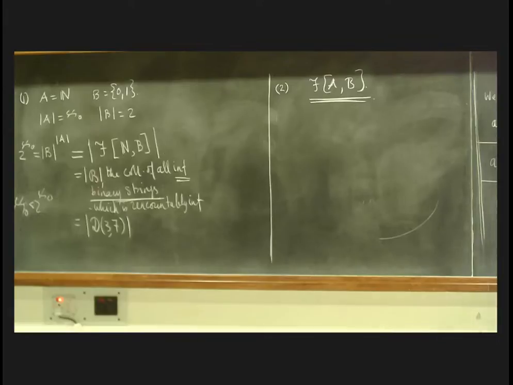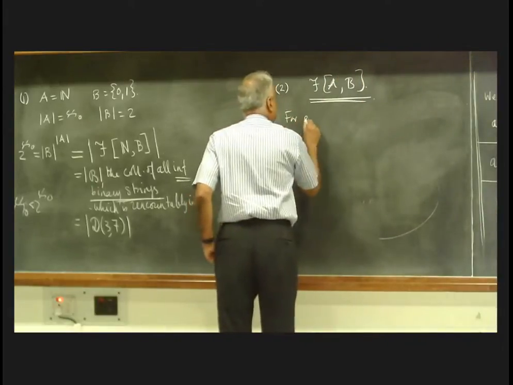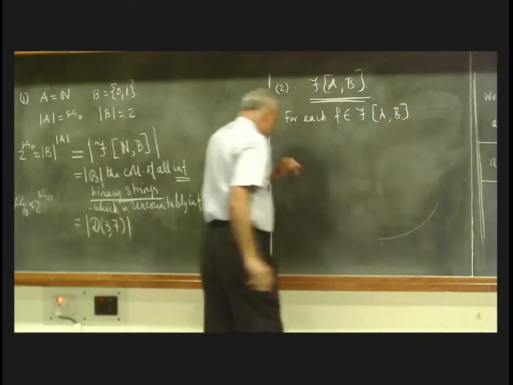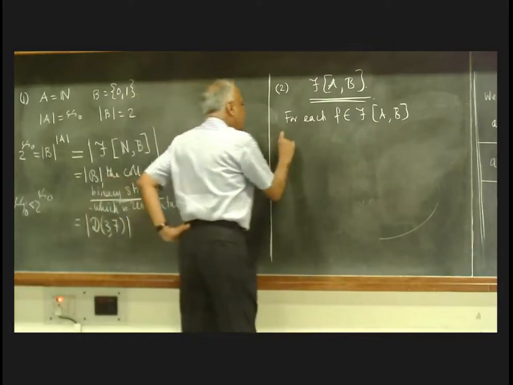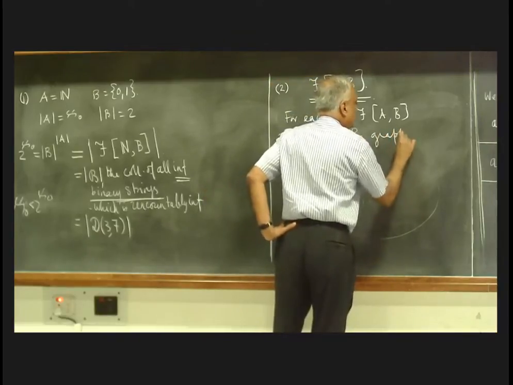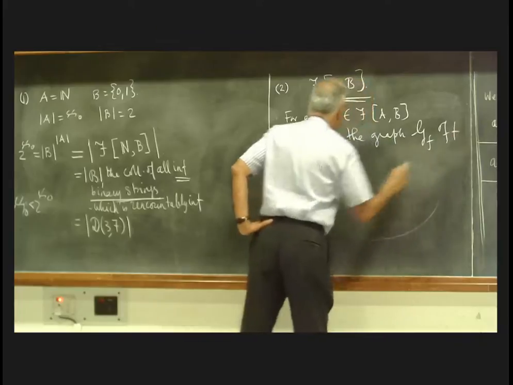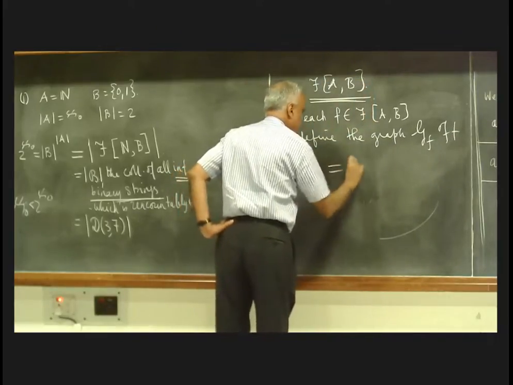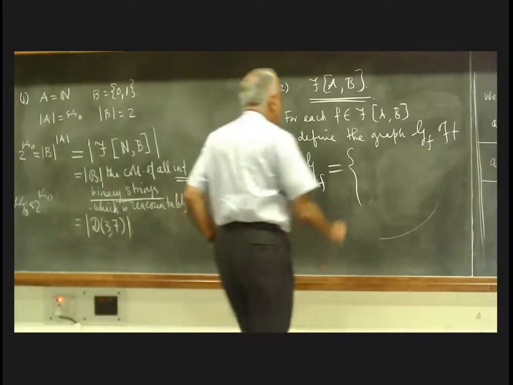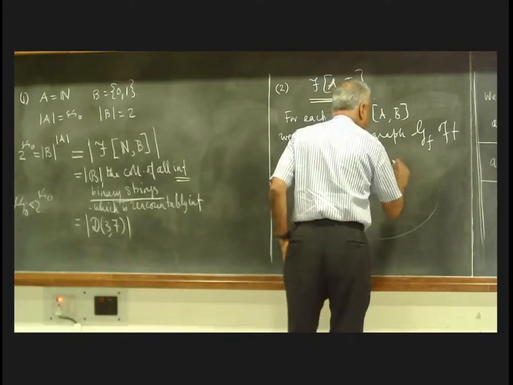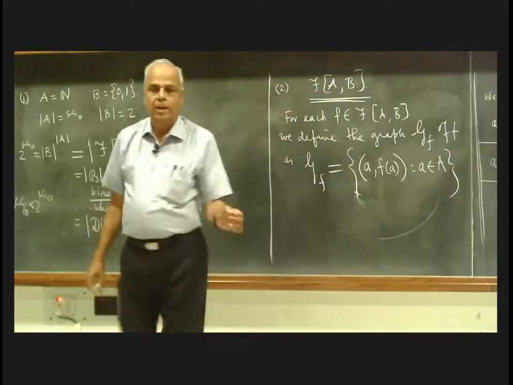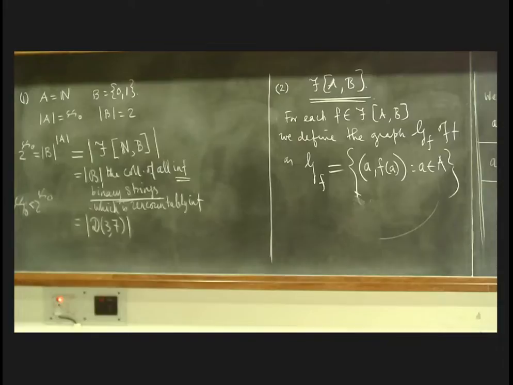So for each function f, for every such function from A to B, we define the graph G_f of f as the collection of all (a, f(a)) as a varies over the domain set A. The collection of all those points was eventually the graph.